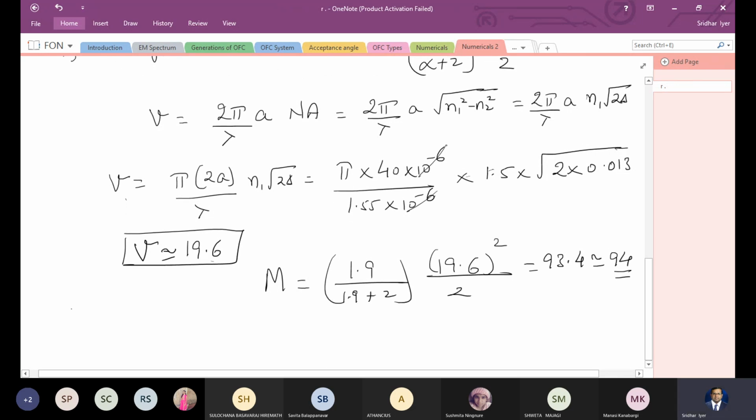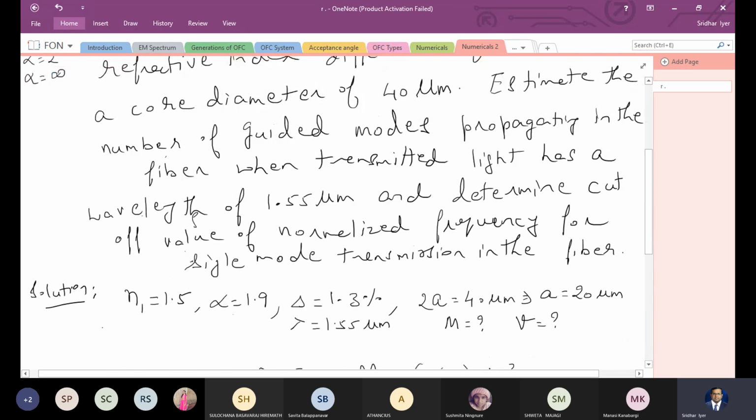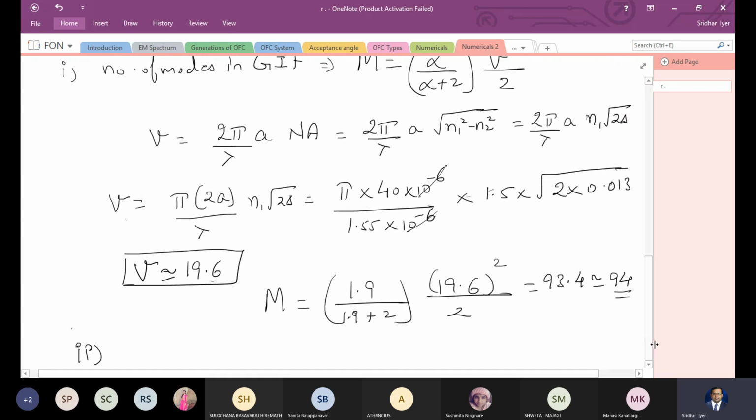Now the second part, let me go back to the question so we can read it. In the second part, we need to determine the cutoff value of normalized frequency for single mode transmission. So we need to find what is the cutoff value of the normalized frequency. So this can be found as, this implies that the cutoff value.